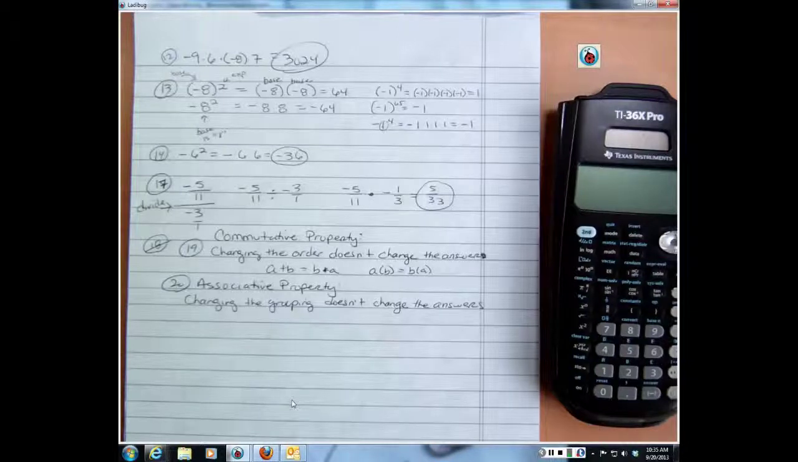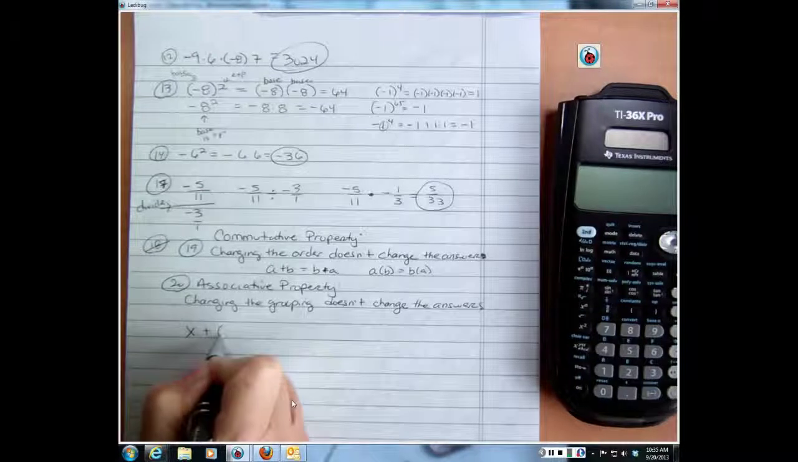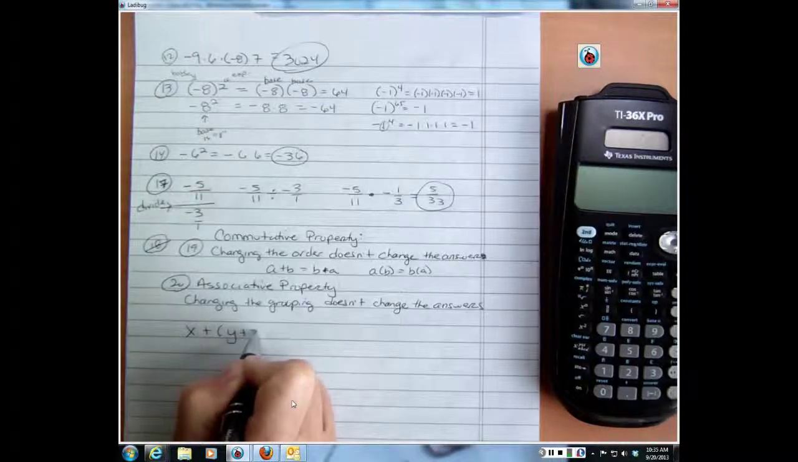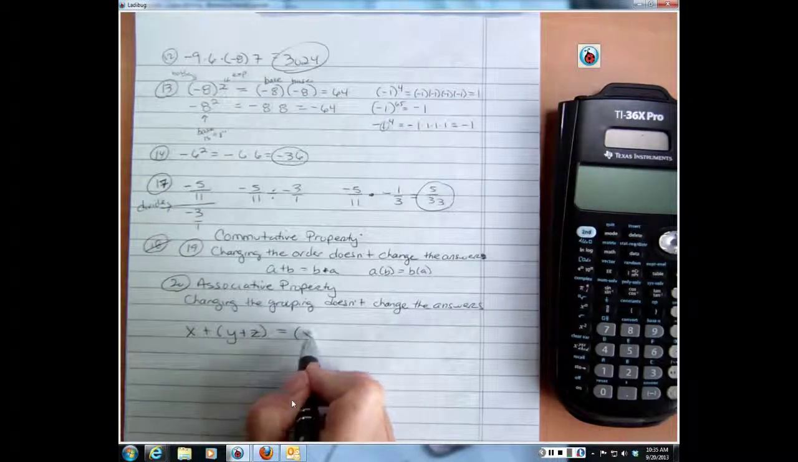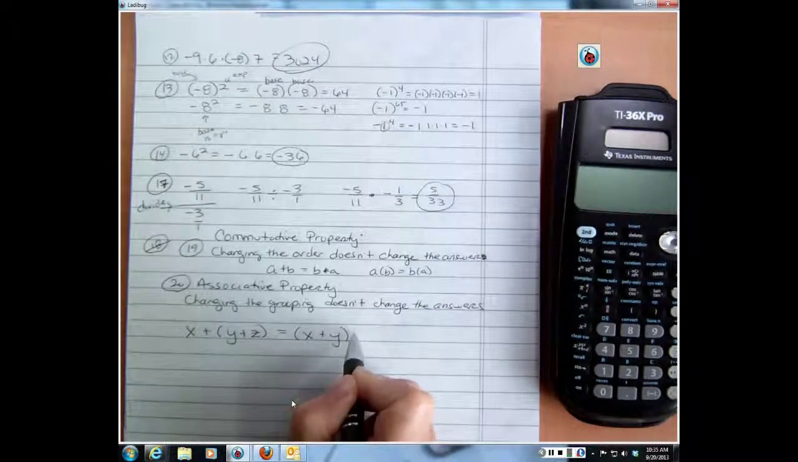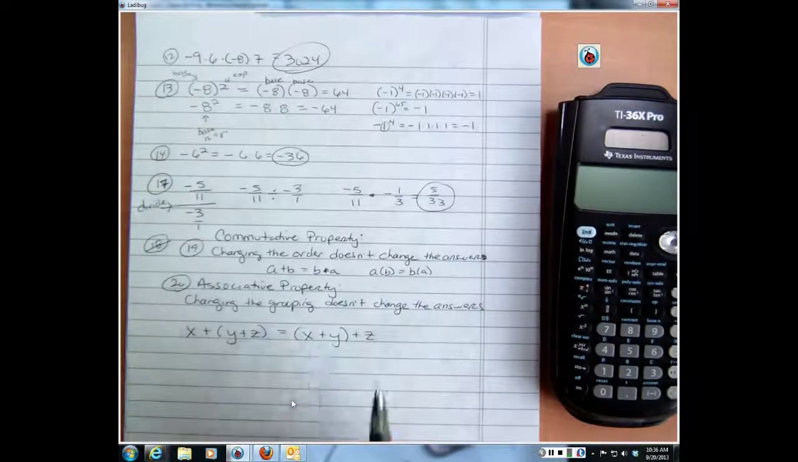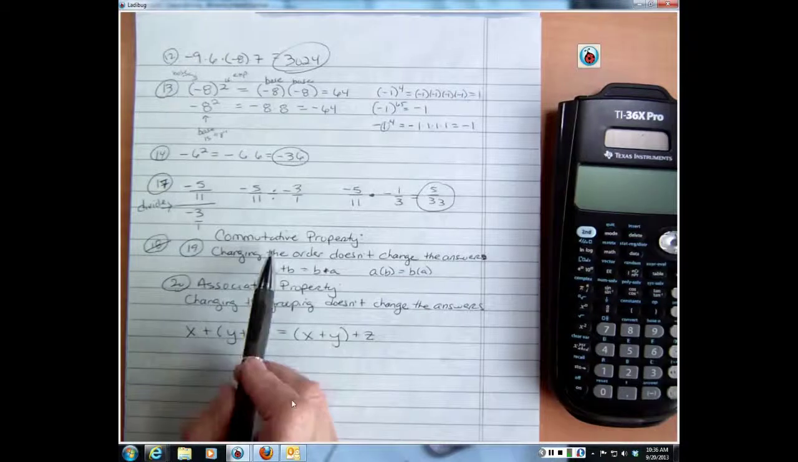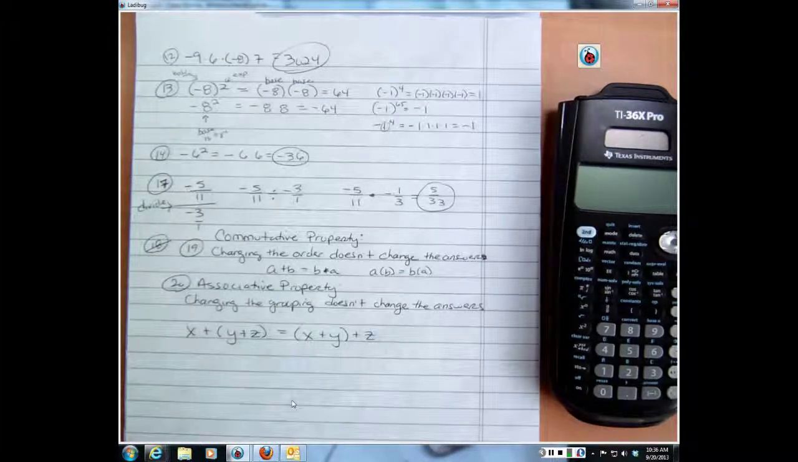Okay, so changing the grouping doesn't change the answer. If I have something like this, and I regroup it, what we mean by grouping is that these are grouping symbols, the parentheses. Y plus Z are grouped together, but I can then group it differently and put Y plus X together. Notice I didn't change the order, X, Y, Z, X, Y, Z. If I change the order, that would be the commutative property. If I just change the grouping symbols, pick them up and move them, that's associative property.